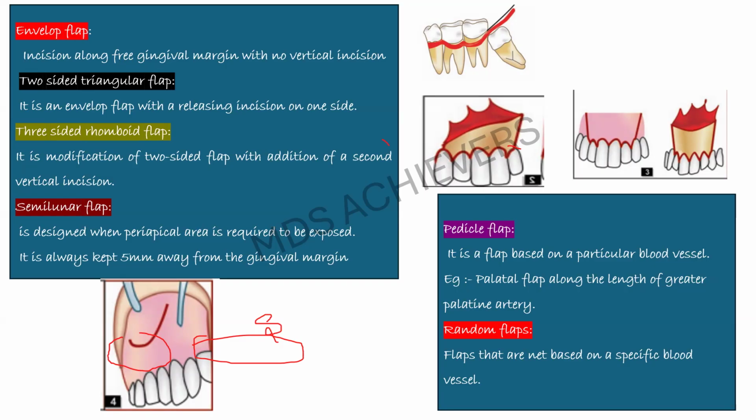And then the three-sided rhomboid flap. It is a modification of the two-sided flap with the addition of a second vertical incision. You can see this is a second vertical incision that is given to elevate the flap.